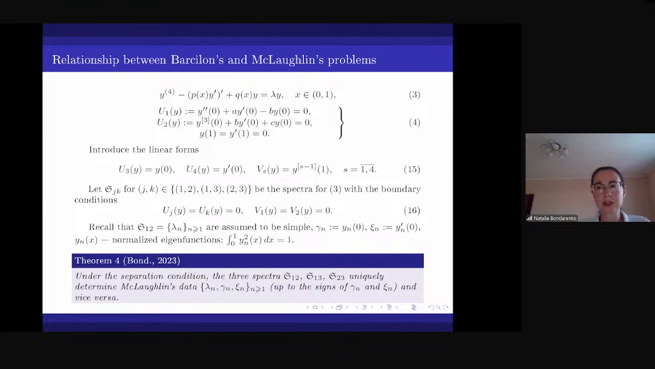For this choice of the boundary conditions, the same result is valid: if the separation condition holds, then these three spectra uniquely specify P and Q, and it also can be shown that they specify the constants A, B, and C. And we will apply this fact to McLaughlin's problem. Recall that the spectrum S12 is exactly the spectrum lambda n of this problem. Gamma n's and xi n's are the norming constants.